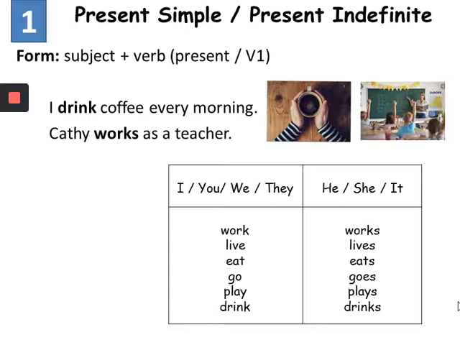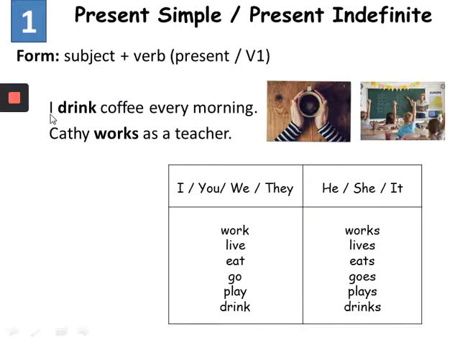We come to present indefinite. Present indefinite is also called the simple present tense. How do we form it? We use a subject plus a verb in its present or V1 form. I drink coffee every morning. Kathy works as a teacher. Now, both these sentences have their subject, the verb, and the rest of the statement.